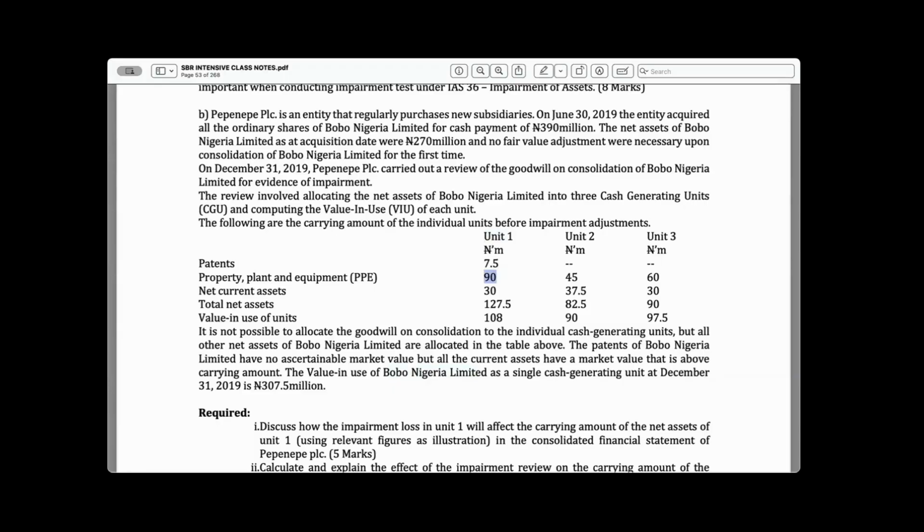If the goodwill can take everything, fine. And I'm sure the goodwill will consume everything. If there is any other amount remaining, you will still come back and give it to the PPE. You cannot allocate to the net current assets. You cannot, and that is it. So then you get the balance and you are done.